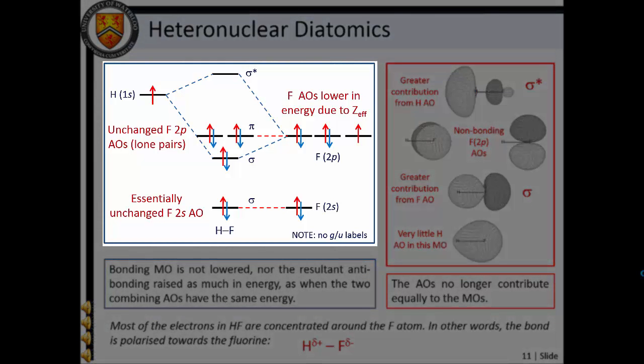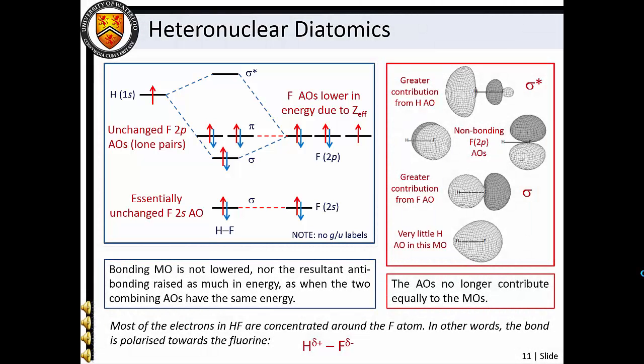Consider, for example, how the 1s atomic orbital of hydrogen combines with the valence 2s and 2p atomic orbitals of fluorine to produce hydrogen fluoride. Since the hydrogen 1s atomic orbital is much higher in energy than the fluorine 2s atomic orbital, there is very little interaction between the two, and the resulting HF-MO is predominantly composed of the fluorine 2s atomic orbital. We can see this in the density plot on the right.